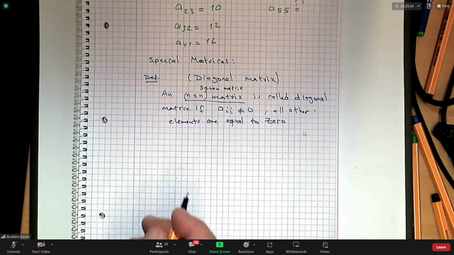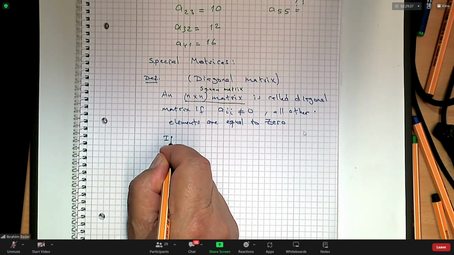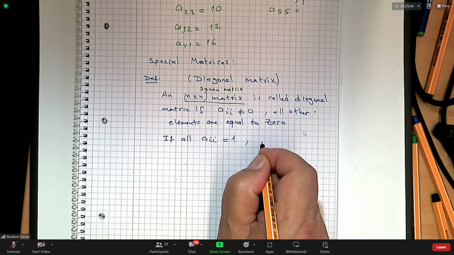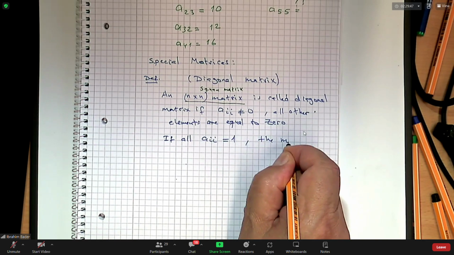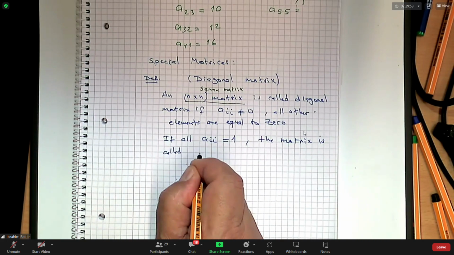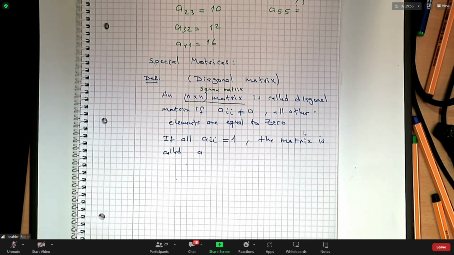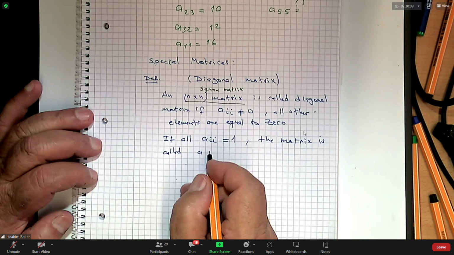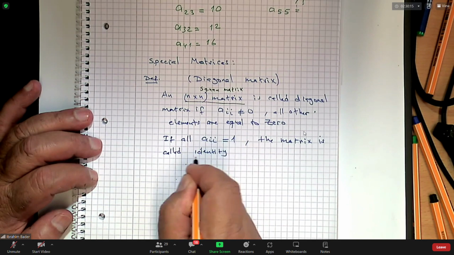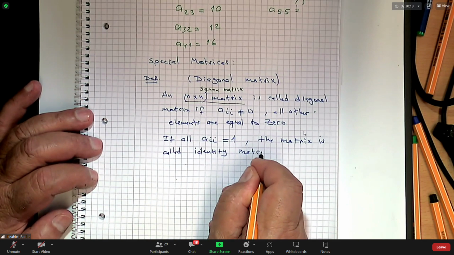Now, if all a_ii are equal to 1, then we call it a unit matrix, or I think it's also called identity. Identity matrix.